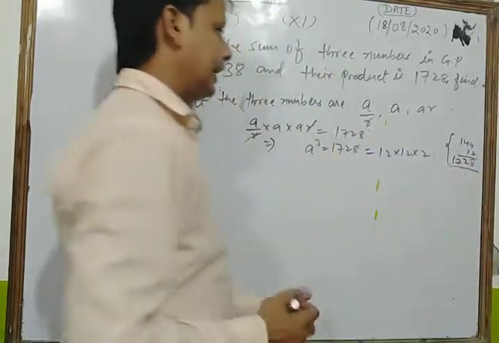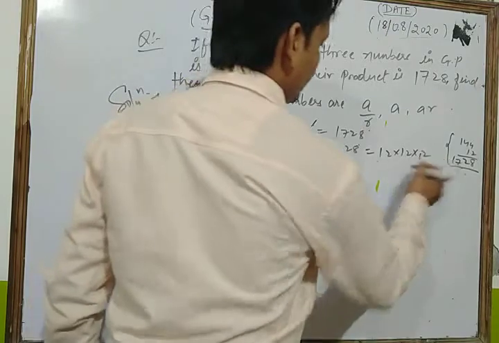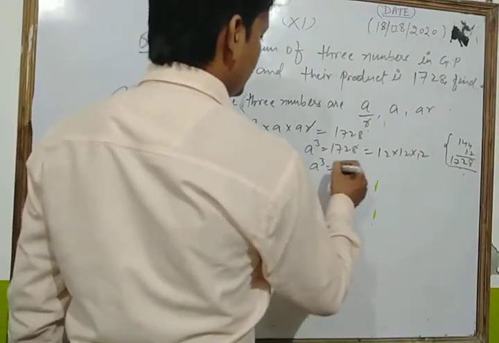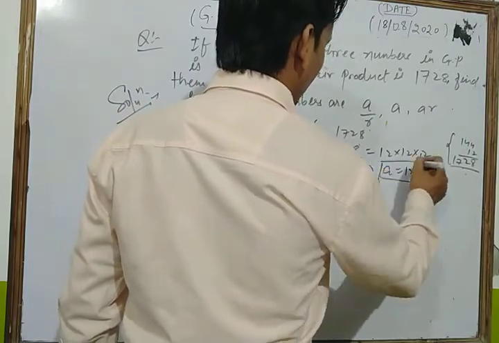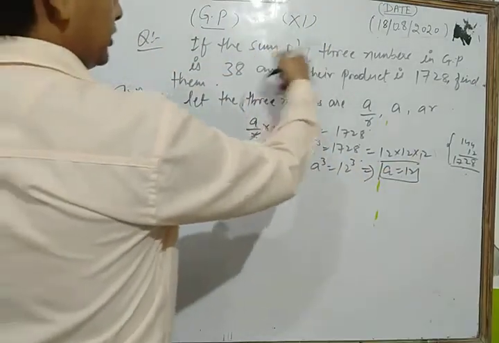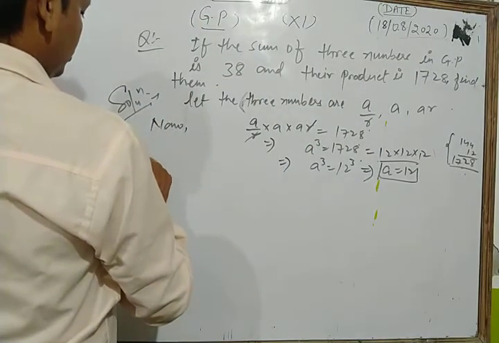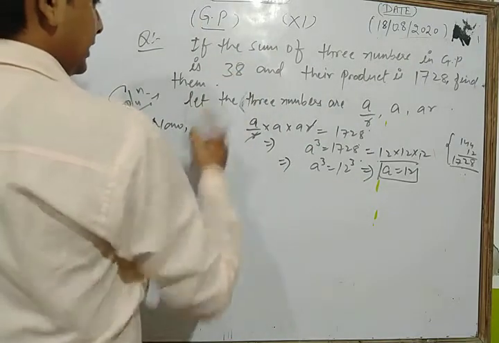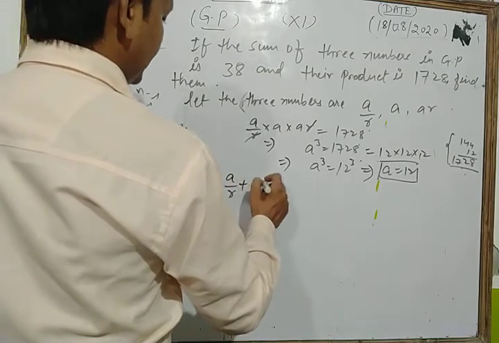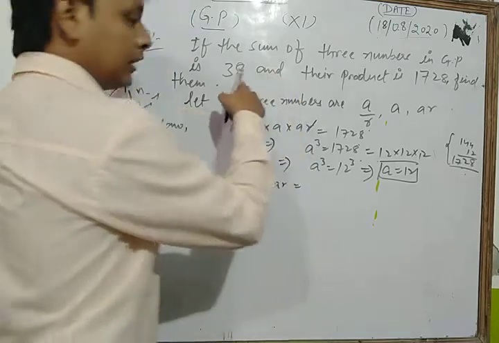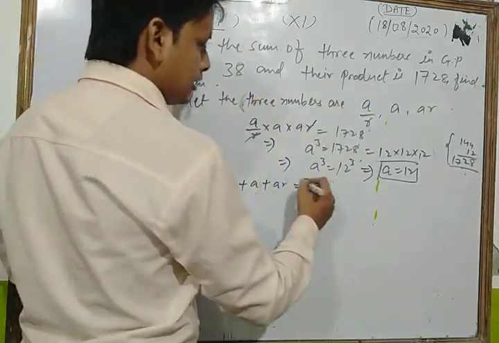Yes, so we write 1728 as 12 into 12 into 12. So we get a cube is equal to 12 cube, so the value of a is equal to 12. Now the next condition: the sum of three numbers in GP is 38. Now apply this condition. Their sum means a upon r plus a plus ar is equal to 38, because the sum of these numbers is 38.